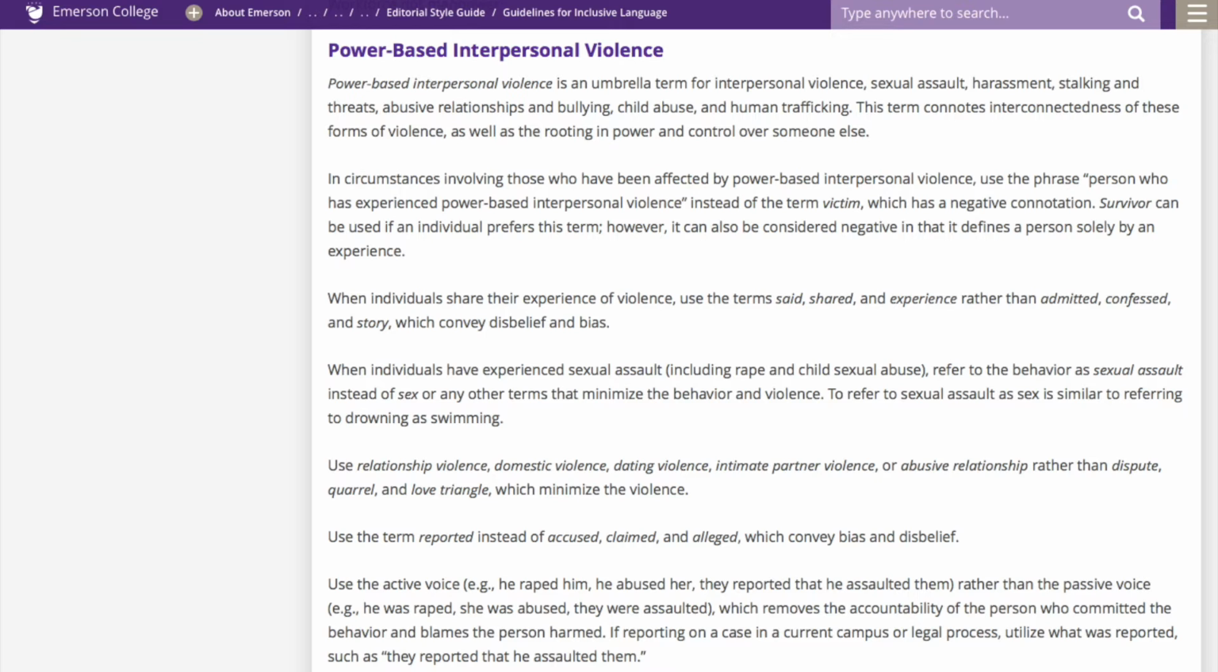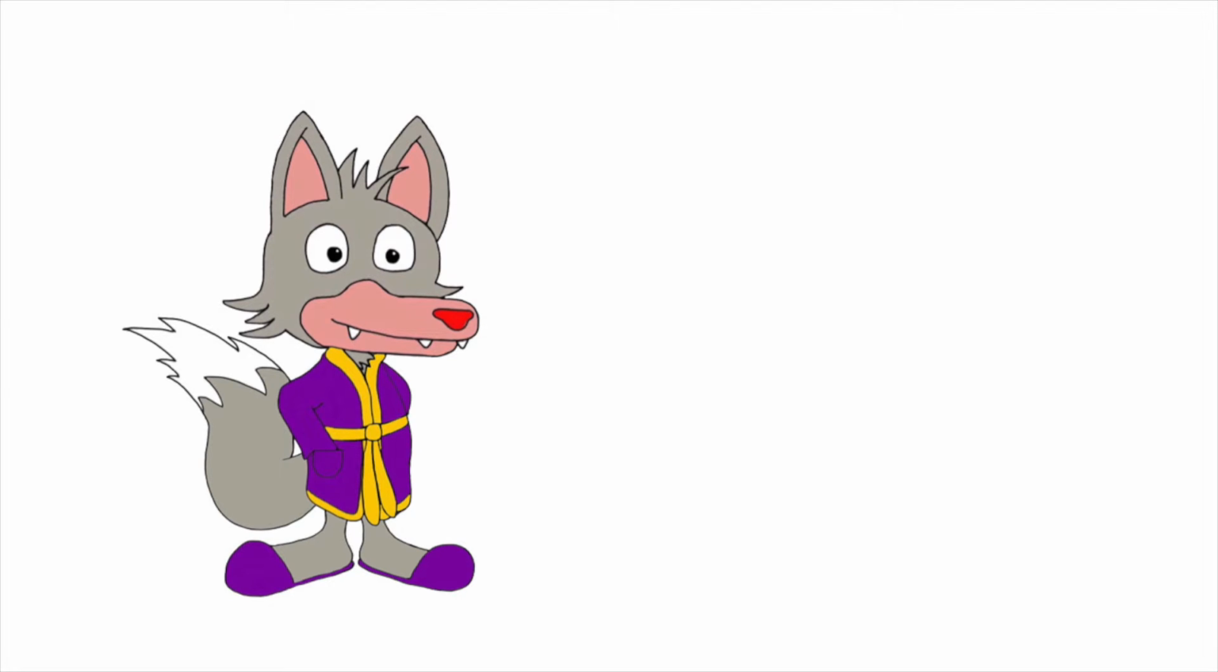However, it can also be considered negative in that it defines a person solely by an experience. No, it fucking doesn't. You don't refer to that person as survivor for the rest of their lives. Peter or Sarah or Rachel doesn't inherit the pronoun survivor now that they've been raped. Could we have boys on this side, girls over here, and survivors outside where no one can fucking see you, please? Doesn't happen, does it?